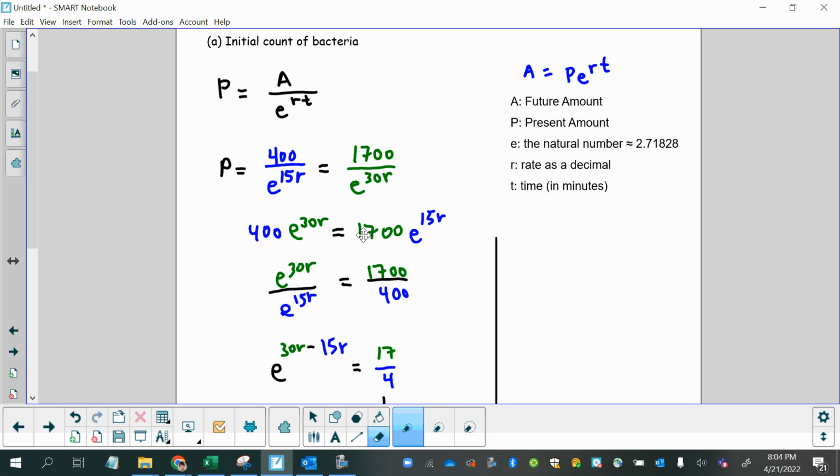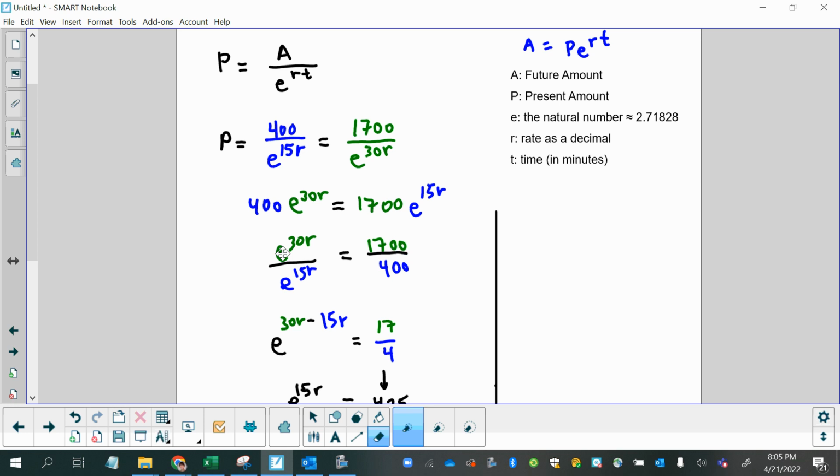Continuing from there, I got all my e's on the same side by dividing by e to the 15r on both sides. So now it canceled from the right, and now it's on the left in the denominator. I also divided by 400 on both sides. So now I have e to the 30r divided by e to the 15r is equal to 1700 divided by 400.